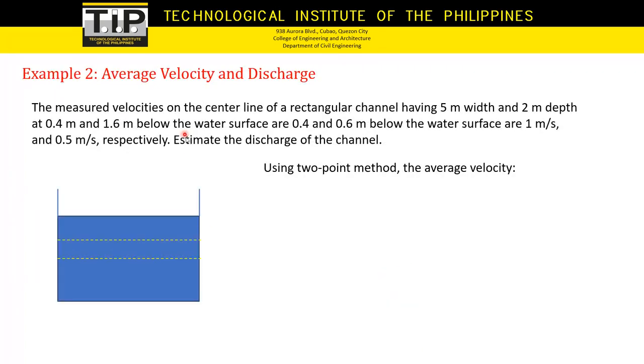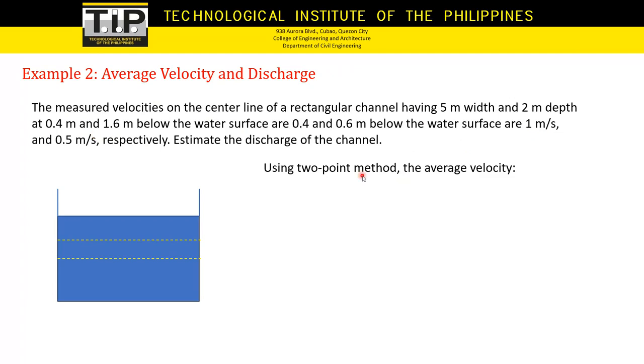Next, this time we're given the average velocity. The first was the use of current meters. This time we will use the average velocity and discharge. So we have here the problem. The measured velocities on the center line of our rectangular channel, with a width of 5 meters and a depth of 2 meters. The velocities were measured at depths of 0.4 and 1.6 meters below the water surface, and found to be 1 and 0.5 meter per second respectively. We're asked to find the discharge of the channel.